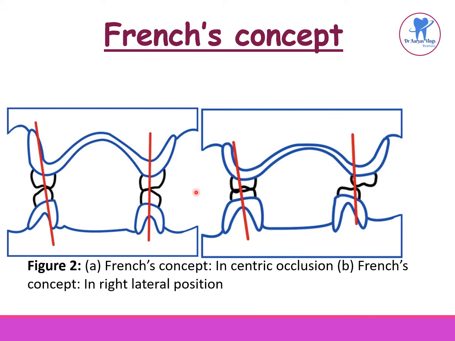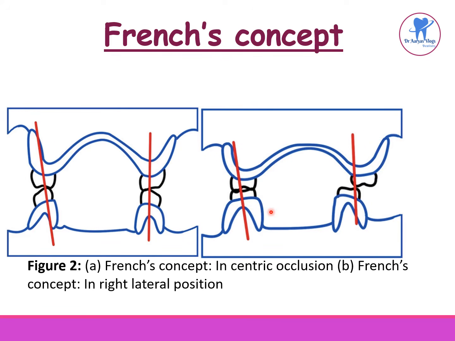Okay, here the picture showing the French concept in centric occlusion, and here it is in right lateral position. So in this picture, half of the width of mandibular posterior teeth helps to direct the masticatory forces in a buccal direction to the mandibular residual ridge. Okay. And in right lateral position, the occlusal contact forces are directed toward the ridges on the working side and away from the ridges on the balancing side.